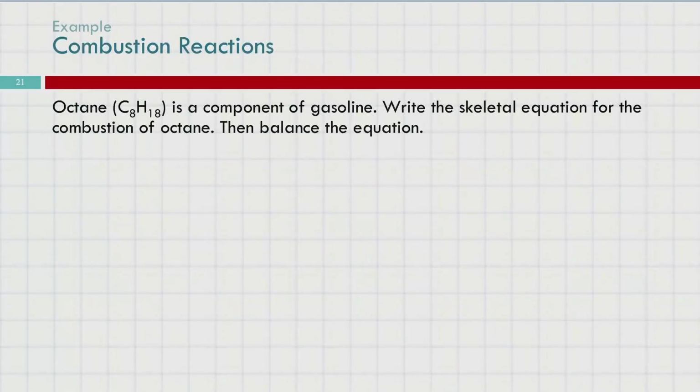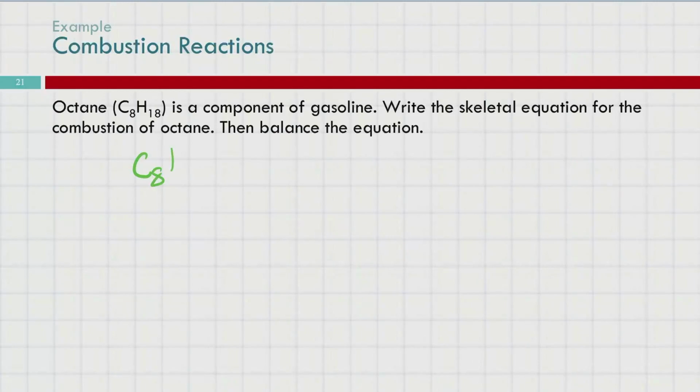So an example of a problem that you might see could look like this. Octane is a component of gasoline. You wouldn't be able to do all this on a multiple choice question, but write the skeletal equation for the combustion of octane, then balance the equation. So if you're given a problem like this, you need to know that one of the reactants is O2, and you need to know the products are CO2 and H2O.